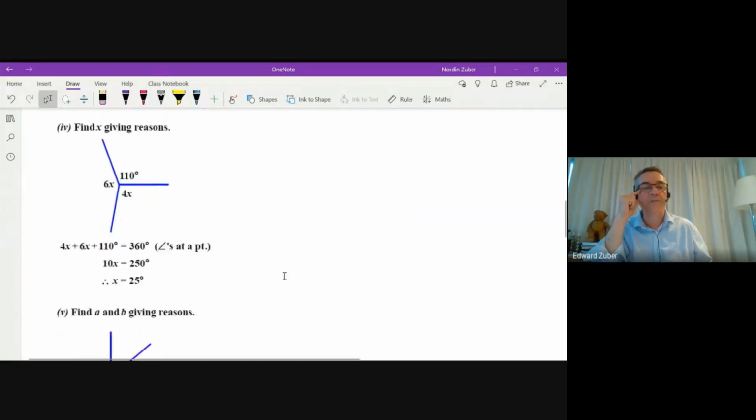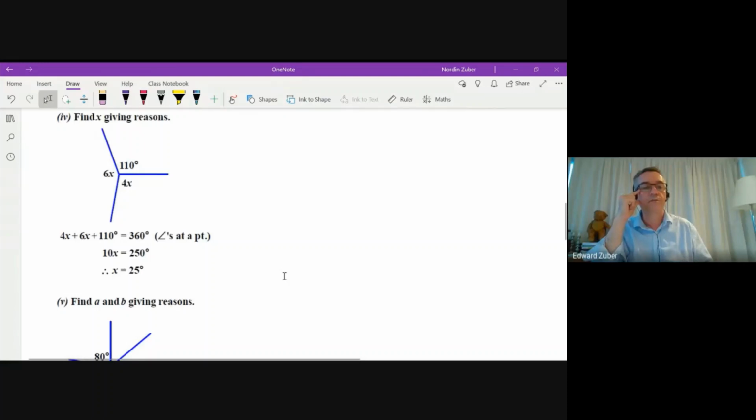Oh, now we're coming into some algebra. So check this one out. We've got 110 degrees here. We've got 4 x's here and 6 x's here. So all of them together must be 360. So this is the first line of reasoning. 4x plus 6x plus 110 is equal to 360 degrees. Why? Because they are angles at a point, and we would much rather you write angles at a point. Yep, write it nicely. Angles at a point.